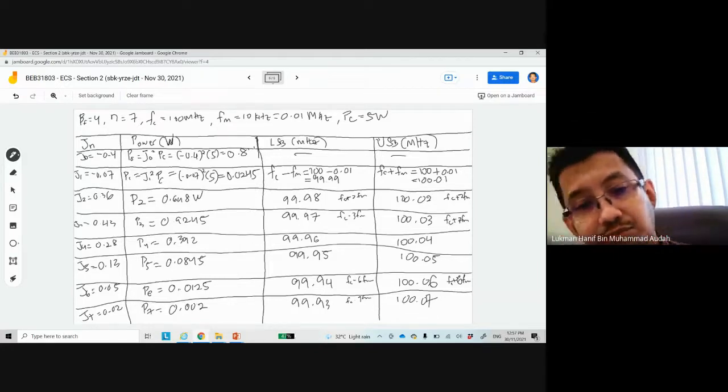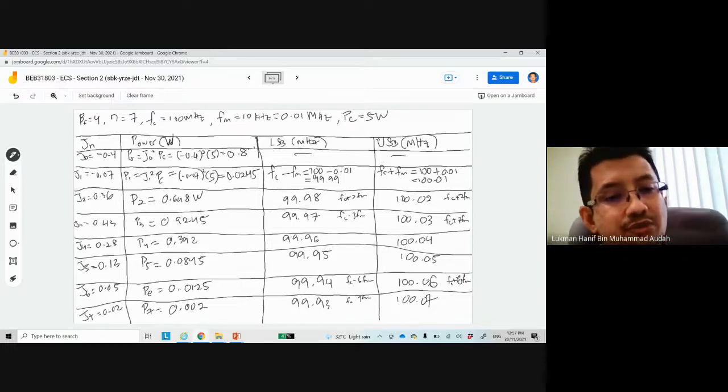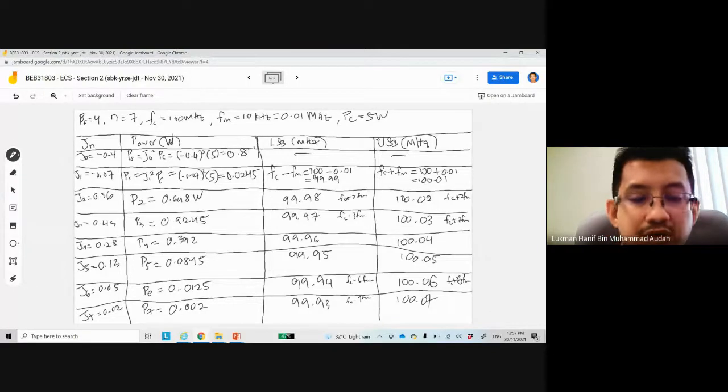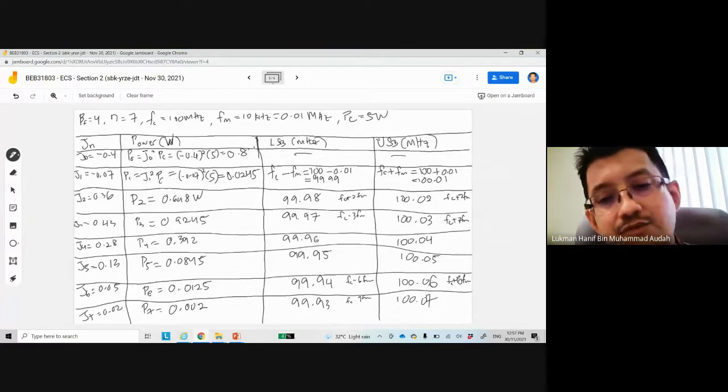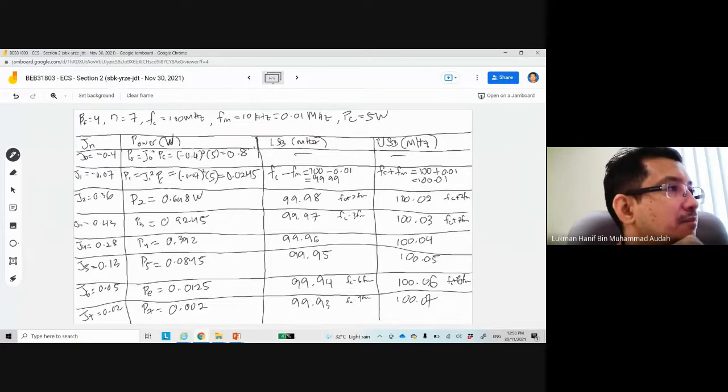Okay. So this is how to do it. If you are used to it, you can directly use the calculator and put in the numbers. But be careful, don't make careless mistakes. So from here, we can draw the power spectrum. Okay, so how to draw the power spectrum?